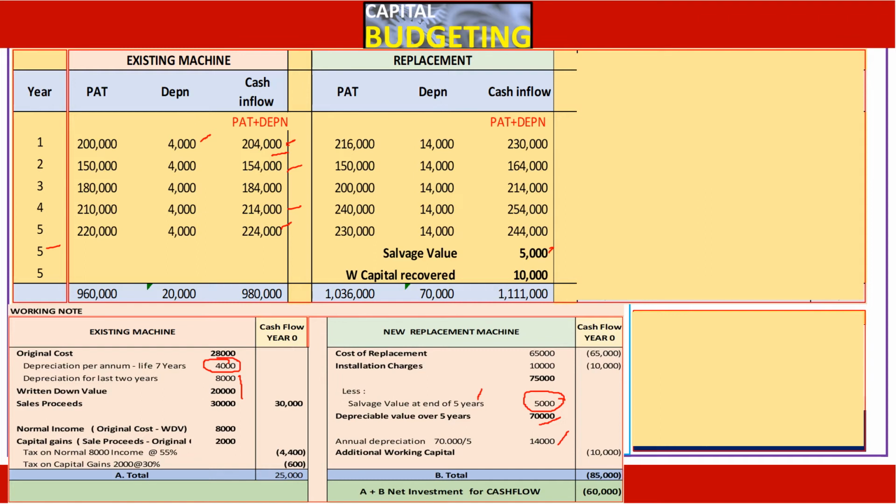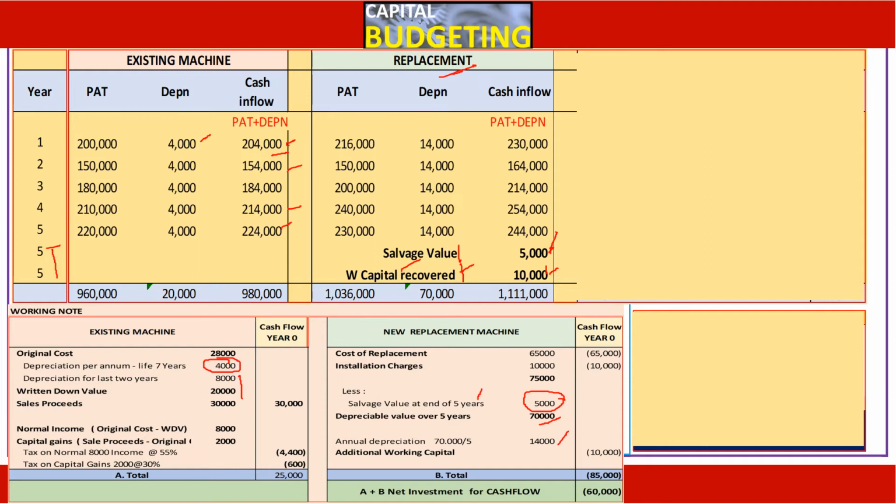At the end of 5 years, the machinery is salvaged and whatever is there in the system is taken back. What is there in the system? We had put 10,000 as additional working capital. That will be recovered. When we bought this machine, we brought in an additional 10,000, and when we close this machine and its life is over, we get salvage value of 5,000 and working capital will be recovered to the extent of 10,000, which relates to this replacement decision. And both these things will happen in year number 5.